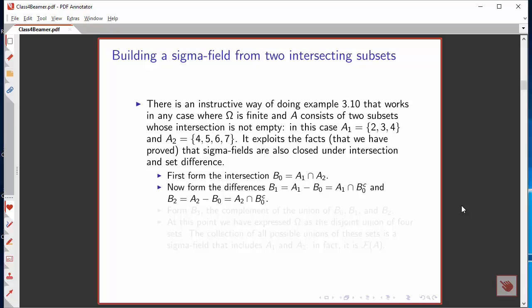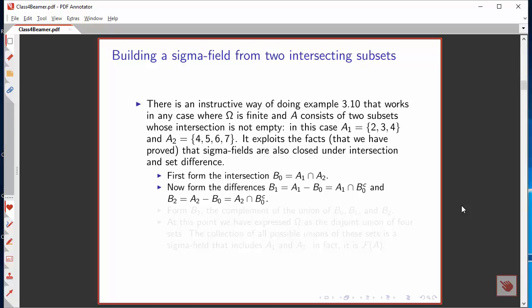Here's a simple special case. Omega is a finite sample space. In this case, I believe it is the numbers 1 through 10. And the subsets that we want to be able to assign probabilities to include the subset {2, 3, 4} and the subset {4, 5, 6, 7}. Those two subsets do not form a sigma field. Their complements are missing. Their union is missing. What are we going to do about it?